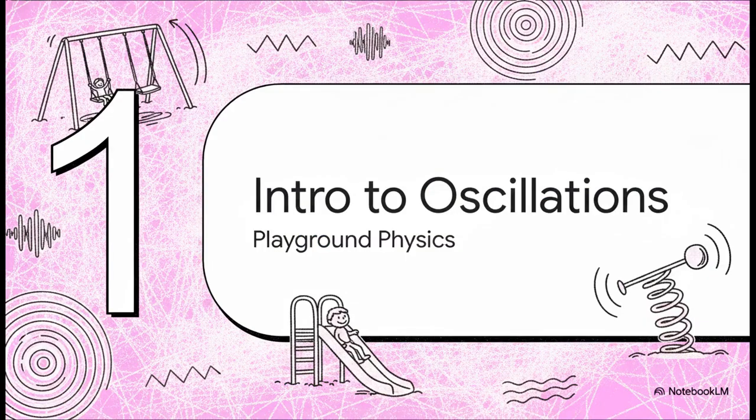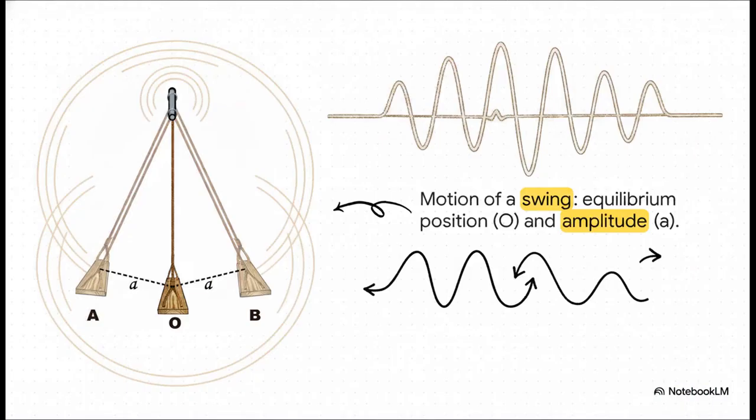All right, Section 1, Intro to Oscillations. To really get how sound works, we actually have to start with movement. Think about a kid on a playground swing. When nobody's on it, the swing just hangs there at rest, right in the middle. We call this totally free, resting state the equilibrium position, which is marked here as point O. But when you push that swing, it goes to and fro, reaching its absolute maximum distance at points A and B. That maximum stretch from the middle, well, that's what we call the amplitude, or simply A.